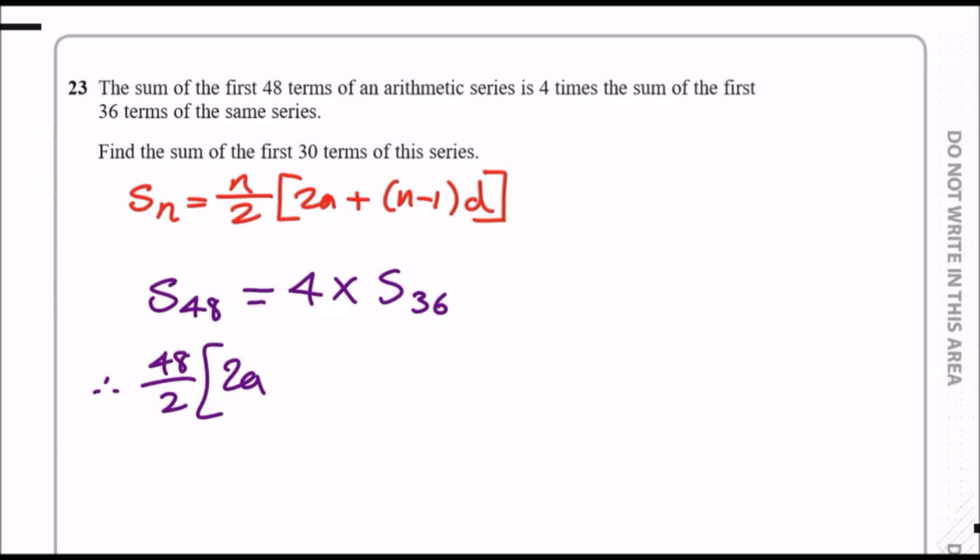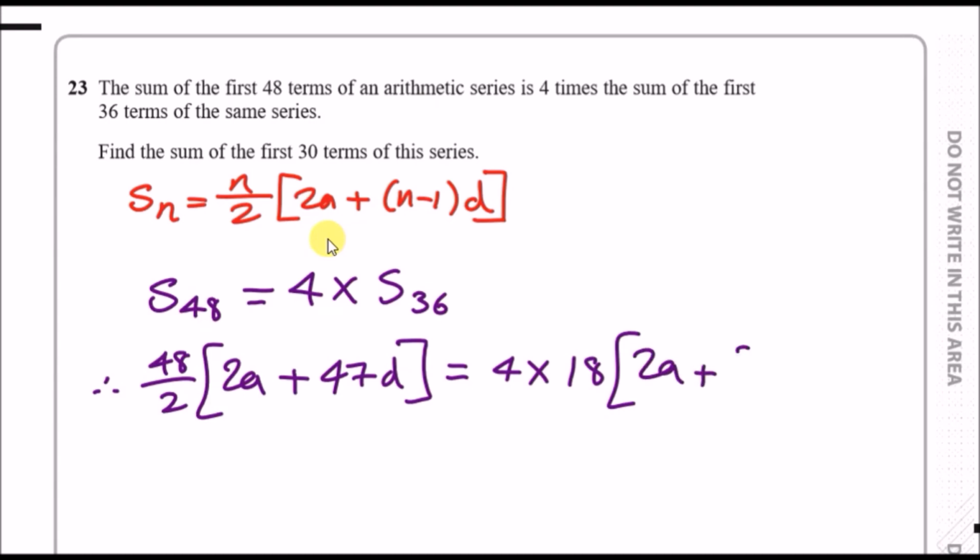Alright, this is going to be equal to 2a plus, so n minus 1, because 48 minus 1 would be 47d, equal to 4 times S36, 36 over 2, I'm just going to make it quick, which is 18 times 2a plus 35d. Okay, and then 48 over 2 is 24. Alright, so it looks like we have two non-similar equations, I guess. Right, now what do we do next?